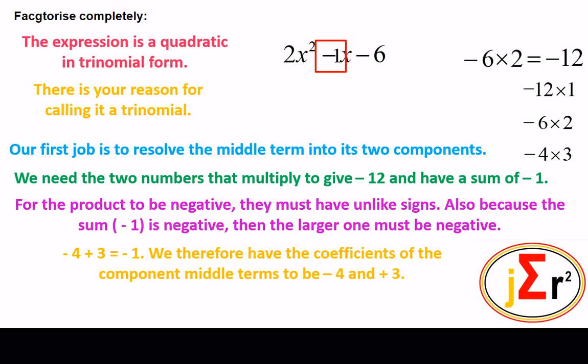-4 and +3. Initially, no 1 was given there, but we know that when there is no coefficient, the default coefficient is 1. So we have included the 1 right there. So the two component coefficients are -4 and +3.